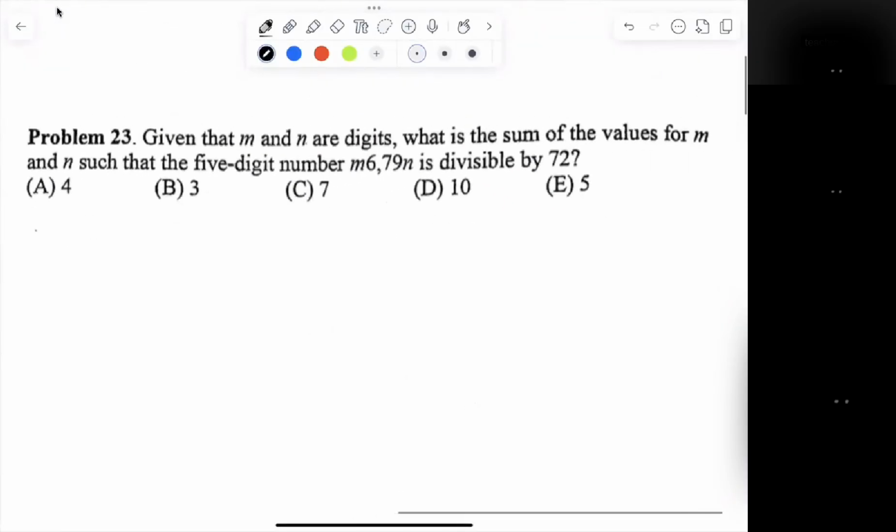Given that m and n are digits, what is the sum of the values for m and n such that the 5-digit number m679n is divisible by 72? I'll let you have a try on this question and tell me your answers through chat.